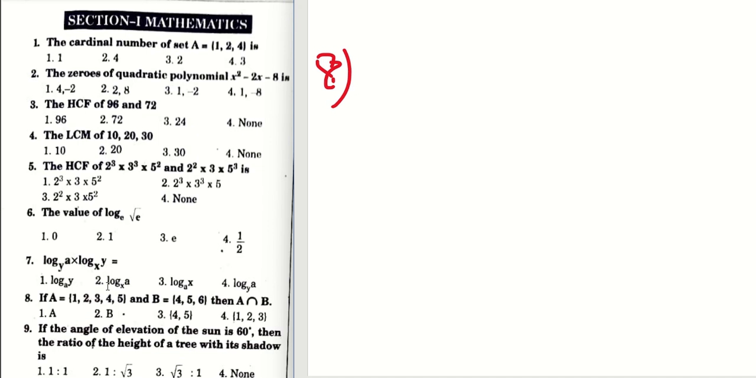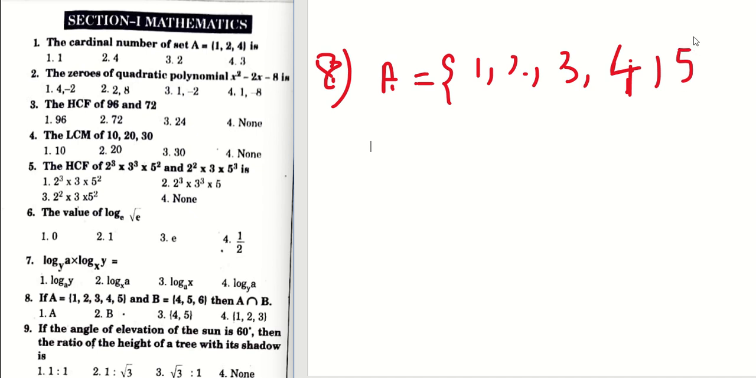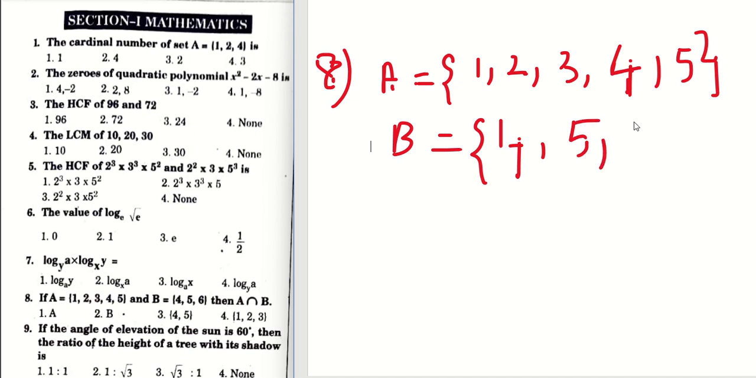Question number 8. What have they given? A equal to 1, 2, 3, 4 and 5. These are the elements they have given in A. What are the elements in B they have given? 4, 5, then 6. These are the elements they have given in B.